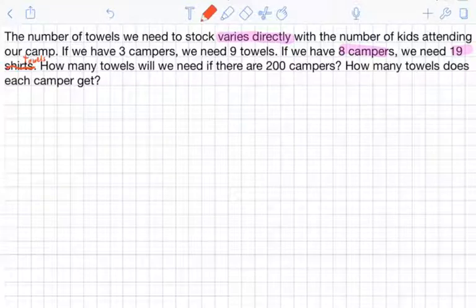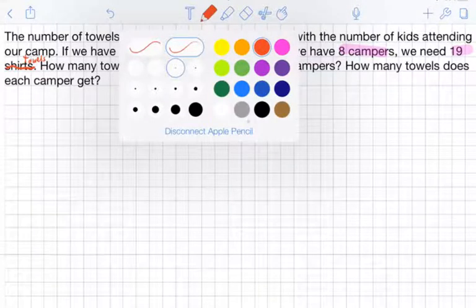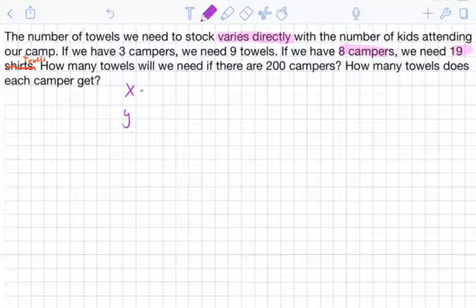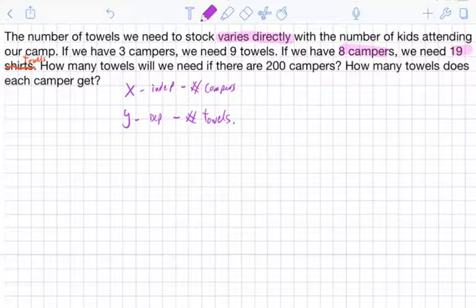Essentially, let's just start it the way we have before. X, Y, independent, and dependent. So what's independent? Independent is the number of kids. Y is the dependent one. It's the number of towels. Okay. So the first data point is if you have 3 campers, you need 9 towels. And the second data point is if you have 8 campers, you need 19 towels.